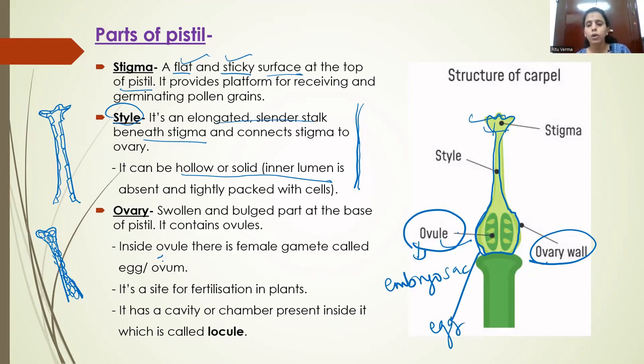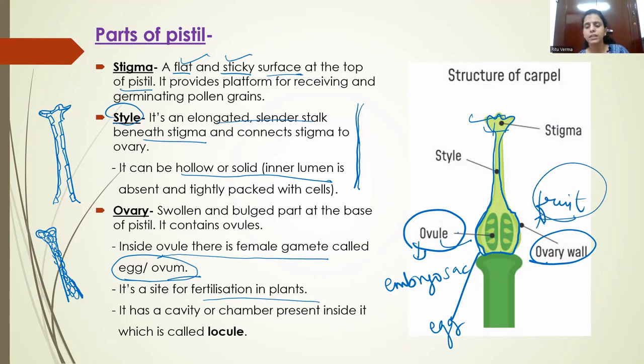So the swollen or bulged part of the style present at the base is known as ovary. This ovary contains ovules, and this ovule encloses the female gamete or embryo sac. The name of the female gamete is egg or ovum. This ovary is also a site of fertilization, and once the fertilization process completely gets over in the ovary, it gives rise to the fruit. And these ovules give rise to seed. About this we will discuss as we move ahead in this chapter.